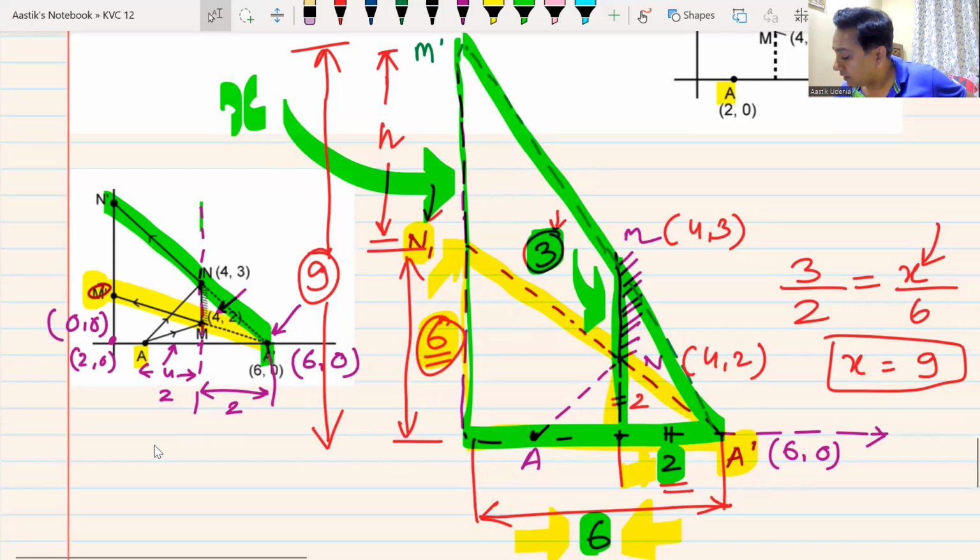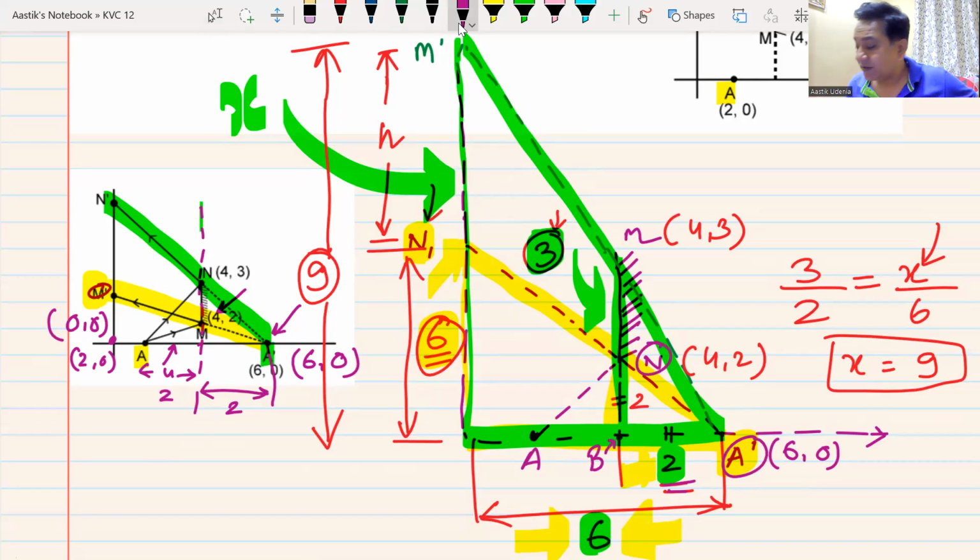This is 2 from here to here. Yes or no? Let me call this point B. From B to A dash, it is 2. Yes or no? From B to N, it is also 2. So if I put it in the smaller triangle, 2 by 2, and let me call this x dash, 2 by 2 will be equal to x dash divided by 6.